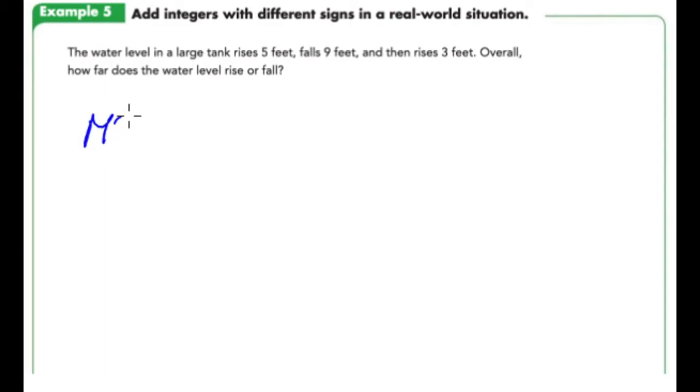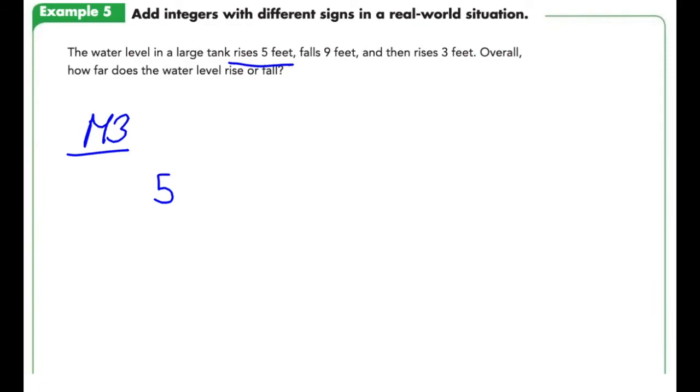For our third method, this will be our most common way of using it once we get into the habit of solving real-world problems. We are going to write an expression. So we're going to break down the problem and write out an expression from the numbers. The first thing that we know is the water level in a large tank rises 5 feet. The word rises would represent a positive integer, so we're going to start with 5.